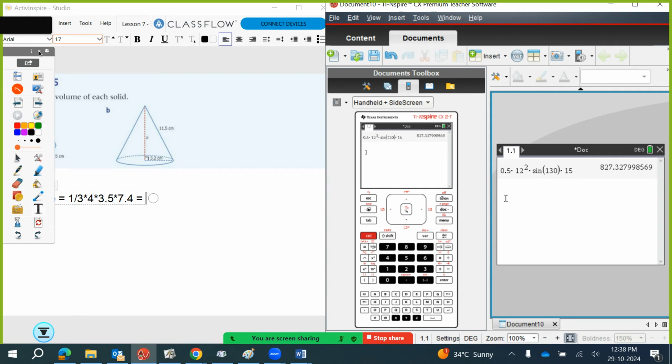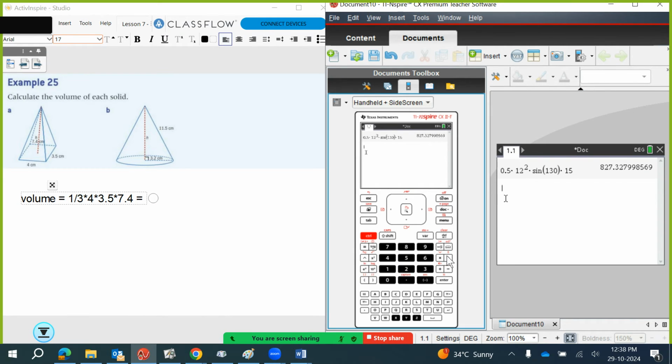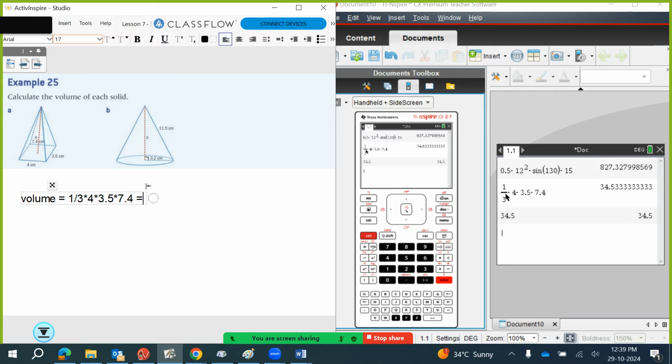So we get 1/3 times 4 times 3.5 times 7.4. Did we get this? 34.5? 34.5. And this will be centimeters cubed.